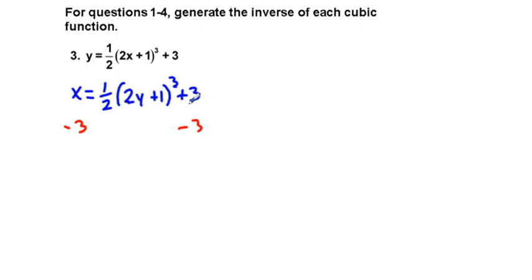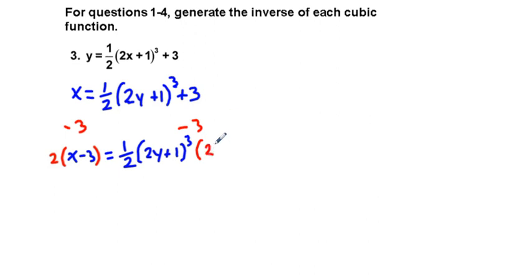Okay, so we have on the left side, x minus 3 is equal to 1/2 times the quantity 2y plus 1 cubed. The next thing we're going to do is cancel out this 1/2. And how are we going to do that? Well, we are going to multiply both sides of this equation by 2.